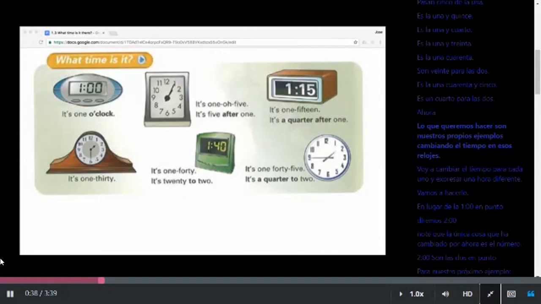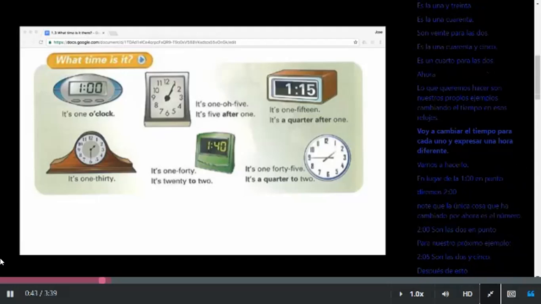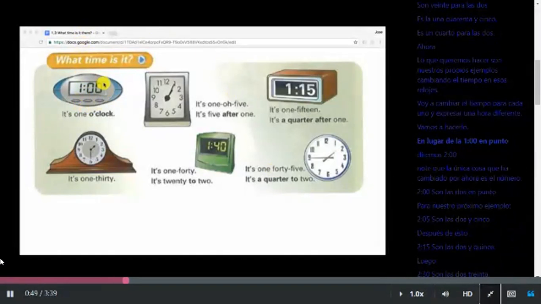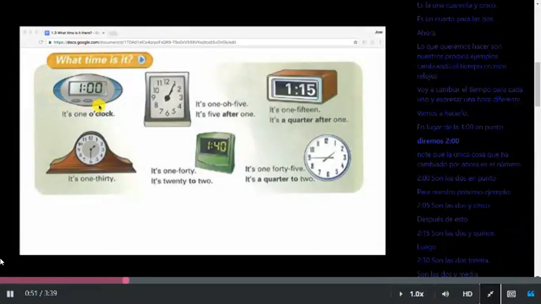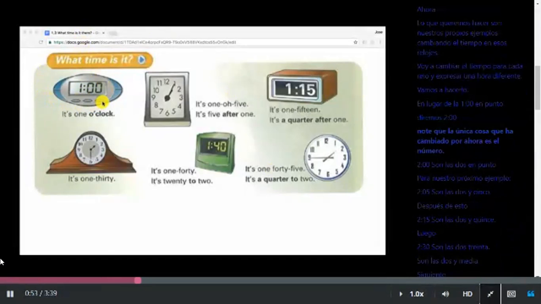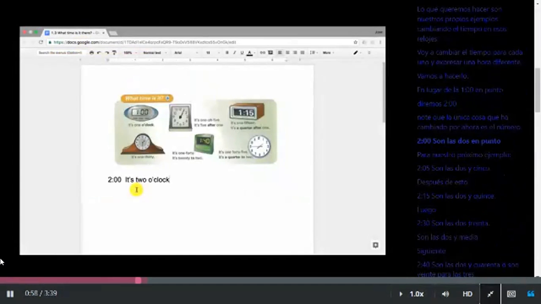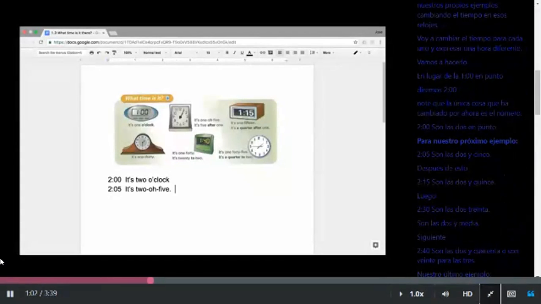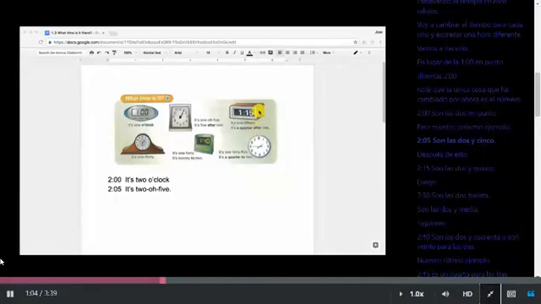Now, what we want to do is make our own examples by changing the time on those clocks. I'm going to change the time for each and express a different time. Let's do it. Instead of 1 o'clock, we will say 2. Notice that the only thing that we will change is the number for now. It's 2 o'clock. For our next example, it's 2:05.